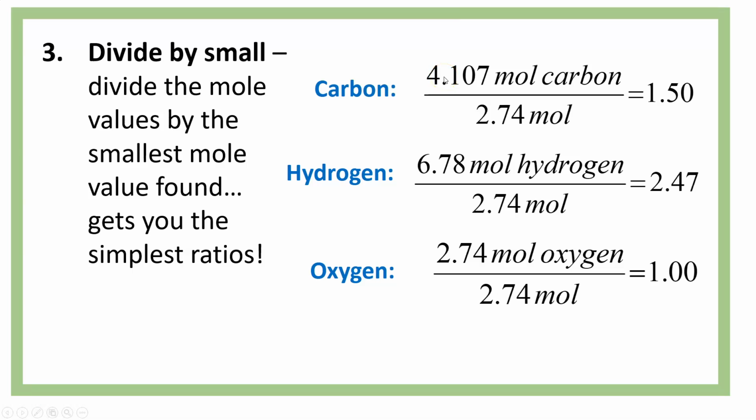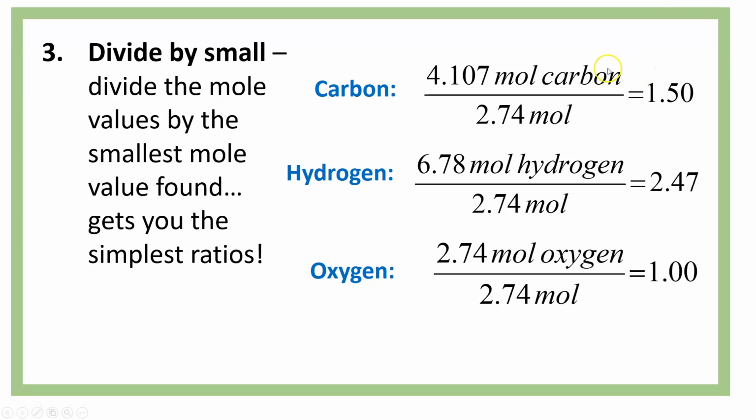So for carbon, the smallest number of moles was oxygen. So I'm going to take carbon and divide it by that number, and I get 1.5. I'm going to take my moles of hydrogen, divide it by the smallest number of moles that we got, and this is what I get. I take the moles of oxygen, divide it by the smallest. Oh, look at that. Oxygen was the smallest. I'm dividing by the smallest. That's silly, but that gets me a 1 over here.